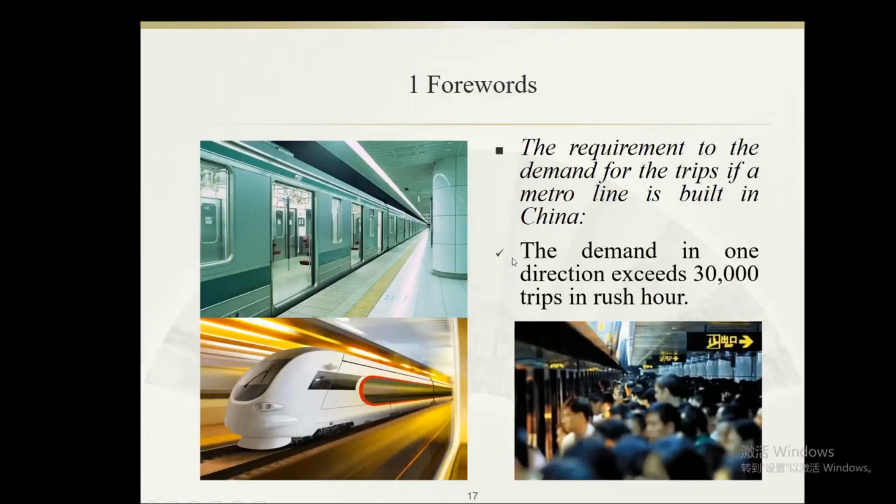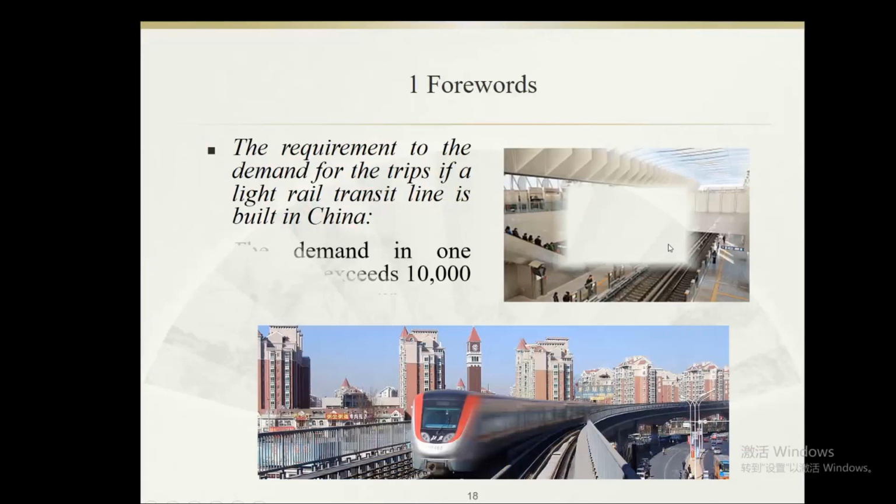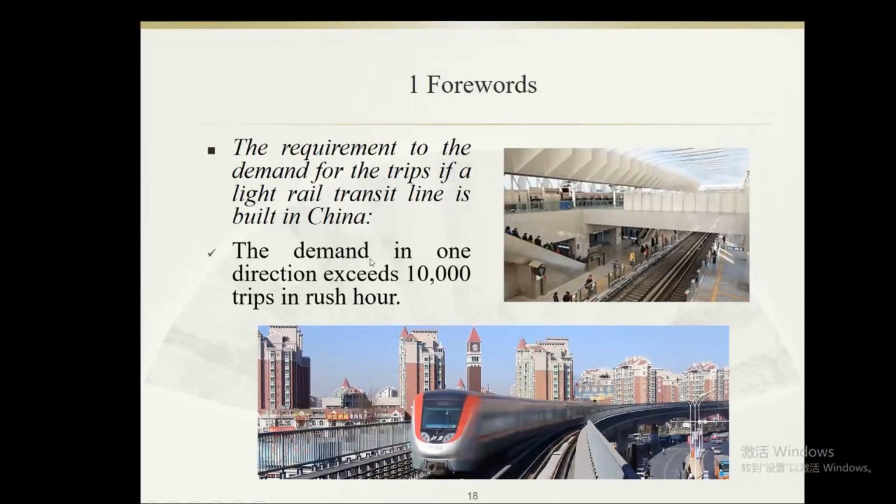How about in your country? Do you have such a law? This is for metro lines. This is for light rail. If we want to construct light rail lines, the demand in one direction must exceed 10,000 trips in rush hour. Okay. No benchmark.